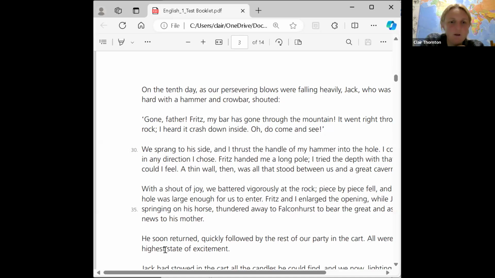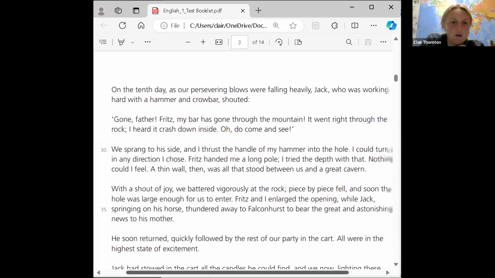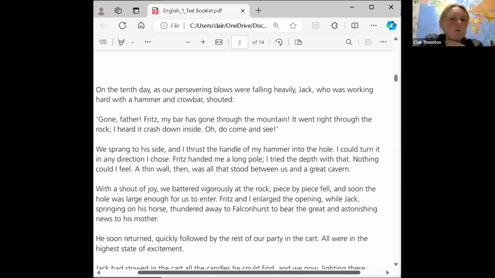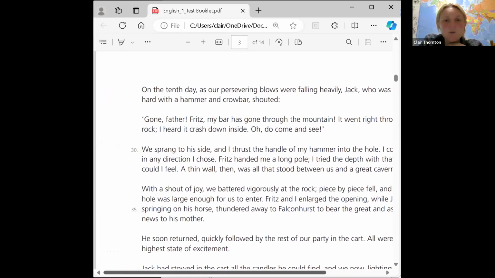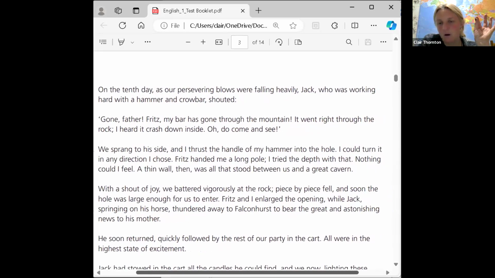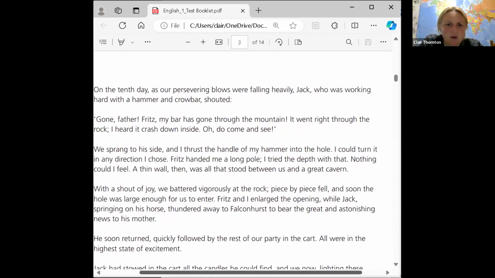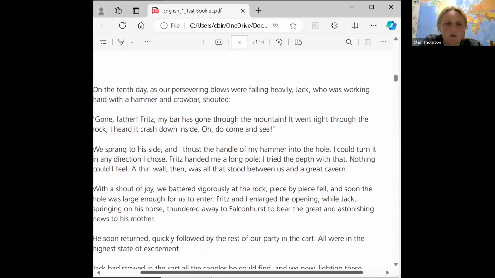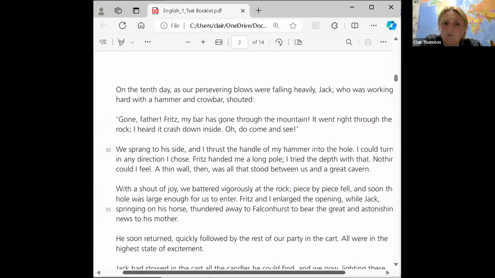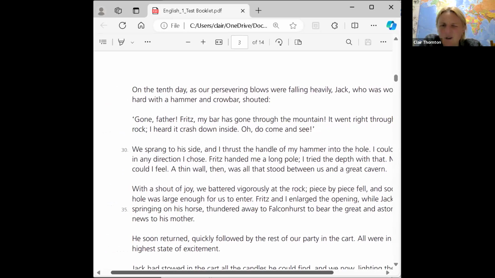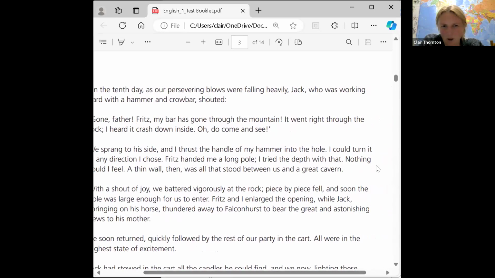And we've got various options here. "Gone, Father Fritz, my bar has gone through the mountain. It went right through. I heard it crash. Oh, do come and see." Now, if we look at our options, A, Jack's father was angry because Jack had lost one of their tools. Well, it doesn't seem to be angry at that point. In fact, it goes on later to say with a shout of joy. But also, "Oh, do come and see." Why would you be saying that if it wasn't a good thing?